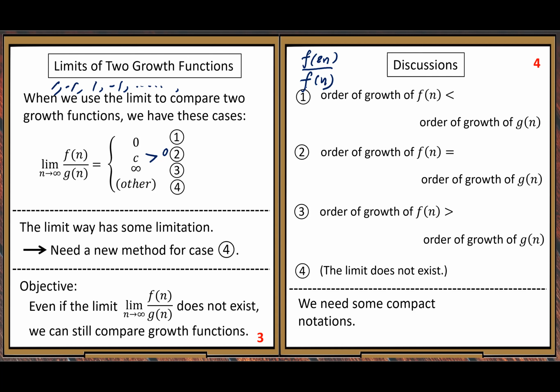The third case, little omega. When the order of growth of f of n is greater than g of n, we use little omega. Yeah, pretty abstract. So let me explain a little more about these three notations, and we do a little more understanding on these three notations.